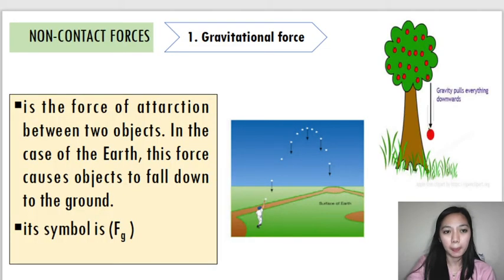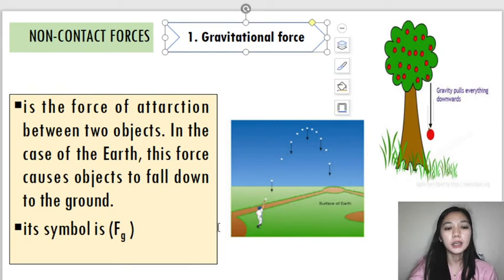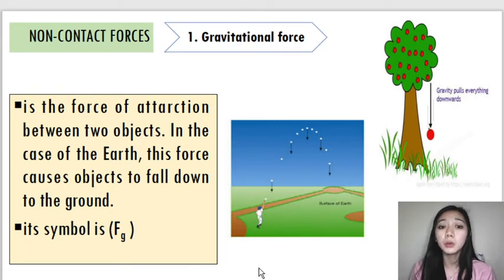Next, let's proceed with non-contact forces. For non-contact forces, our first example is the gravitational force. So, for the gravitational force, it is the force of attraction between two objects.